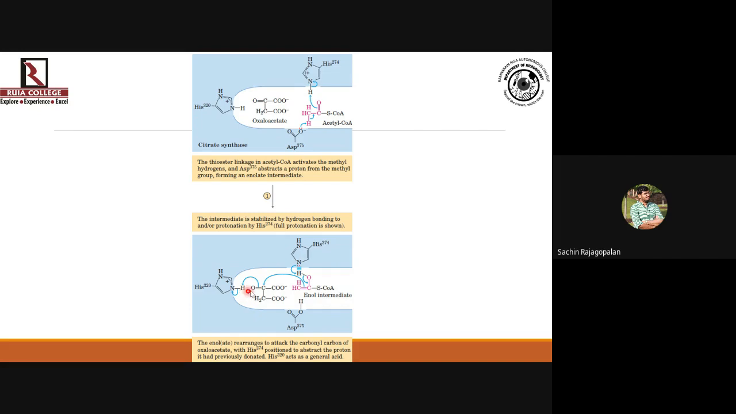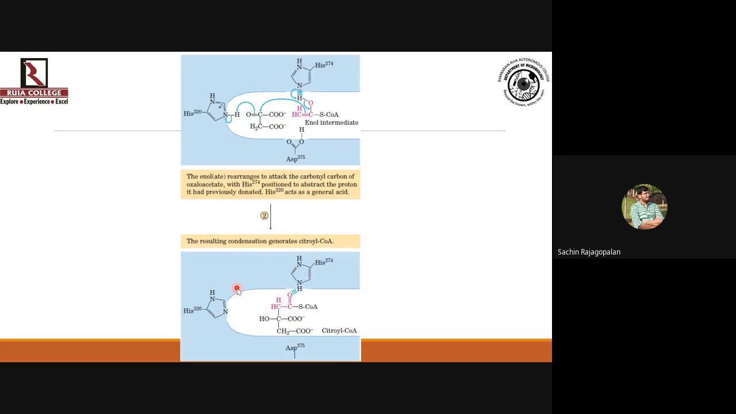Okay, so why is this being done? This is being done so that we can pick up this entire group and place it on this carbon. Okay, so we are converting this C double bond O into OH. So it's coming from this histidine. So let us see what happens.